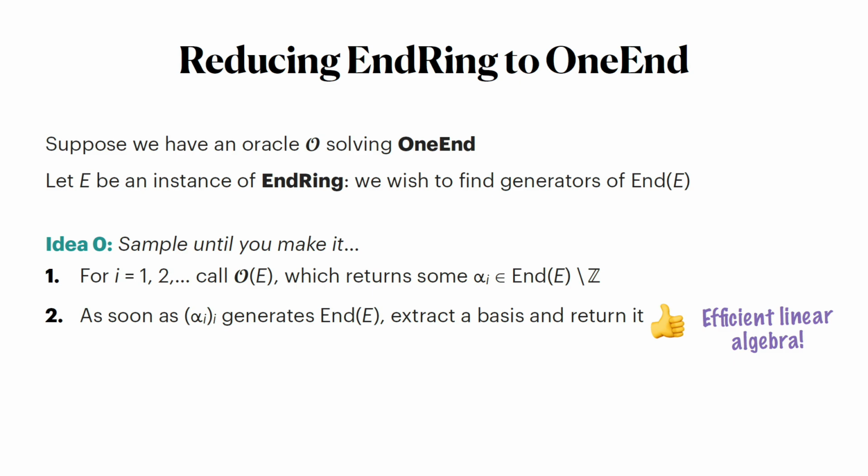The problematic step is the first one, because what you're doing here is you're just calling an oracle again and again and again on the same input. You have no guarantee that the oracle is even going to give you different distinct outputs. Maybe the oracle is deterministic, so maybe this is just going to give you always the same endomorphism, and you're making no progress by calling your oracle many times.